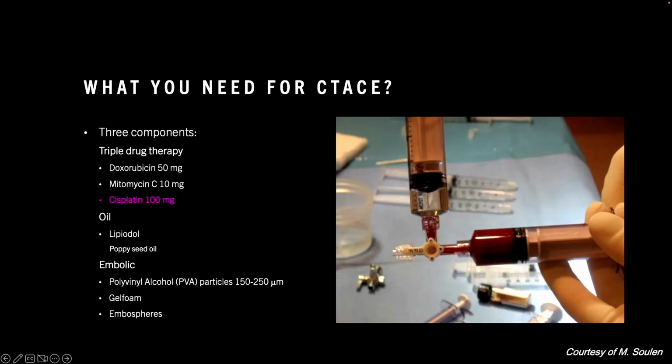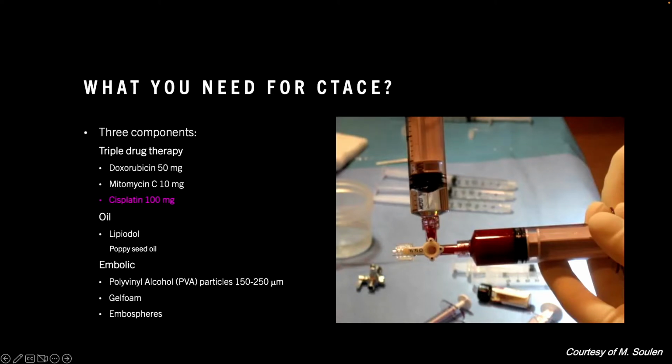So this is what you need for chemoembolization. What does it take to do that? What you're seeing in the syringe on the top is just oil. It's poppy seed oil. It's called Lipiodol. It was the first imaging agent we had here in the United States. It was FDA approved in 1906, before we even had CT.